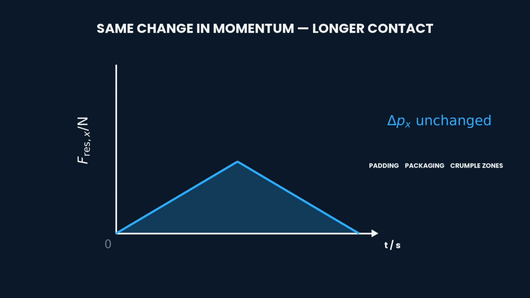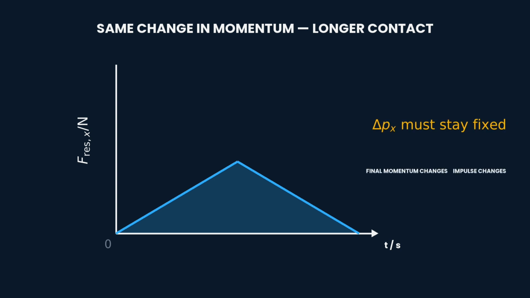This one principle is behind padding, protective packaging, and the crumple zones on cars. For the same change in momentum, increasing the time reduces the average force. The qualification matters. If the final momentum changes, the impulse changes too.